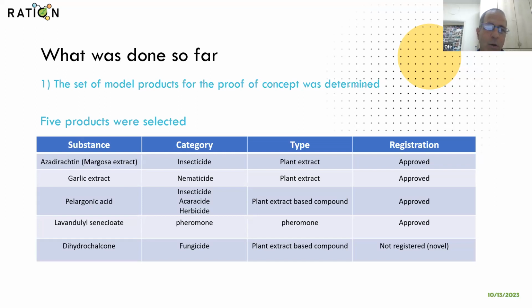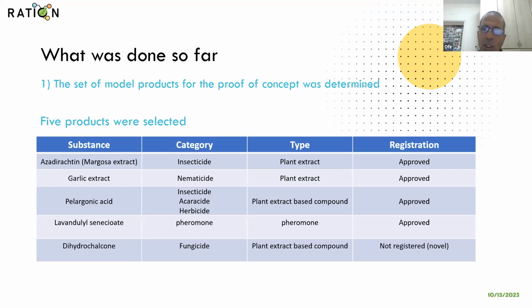Now, regarding the categories, you can see we covered almost all categories. We have insecticide, nematocide, acaricide, herbicide, pheromone, and fungicide. Regarding the type, we have 3 types of models: plant extracts, chemical compounds, and pheromones.